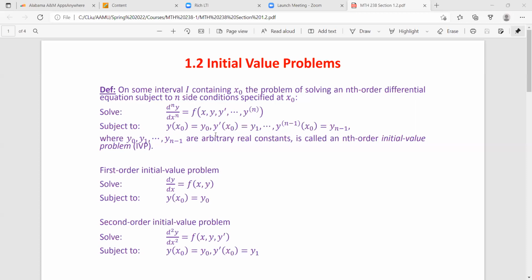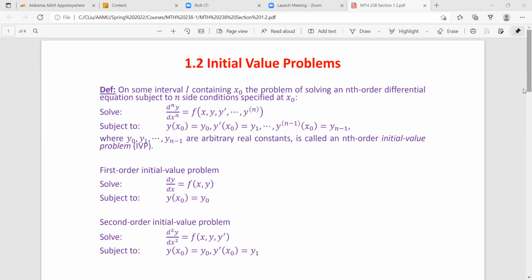Plus the x0. So with all those initial conditions, we can solve the problem completely. We can determine the behavior of the function completely. So y0, y1, up to y_{n-1} are arbitrary real constants. It really depends on the problem what the initial values are for those functions. So that's called the nth order initial value problem, and we use IVP as the short notation.